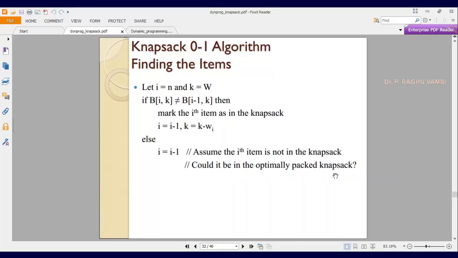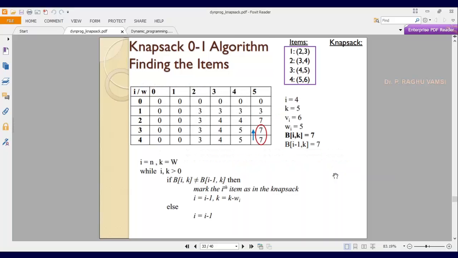Let I be equal to n and k equal to W. If B of I comma k is not equal to B of I minus 1 comma k, that means the current stage benefit is not equal to the previous stage benefit, then mark the ith item as in the knapsack. Otherwise, I is equal to I minus 1 and repeat further. Currently B of I comma k is equal to 7, and B of I minus 1 comma k is also equal to 7. So we cannot add these items in the knapsack. So move forward.